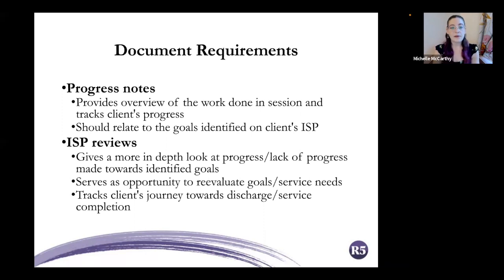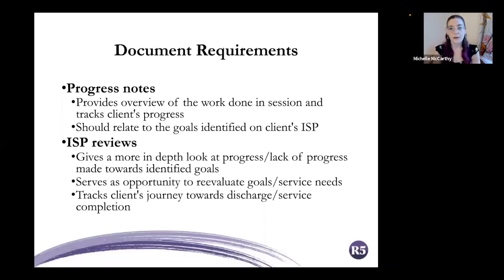And then treatment plan reviews. We do ISP reviews every 90 days or every 6 sessions, whichever comes first. The treatment plan review is going to give a more in-depth look at the progress or lack of progress than the progress notes have been giving. So progress notes are brief and sometimes can be a little bit vague, but when we do a treatment plan review, we look at each objective that we had on the treatment plan, and we talk about what has happened with this objective so far.